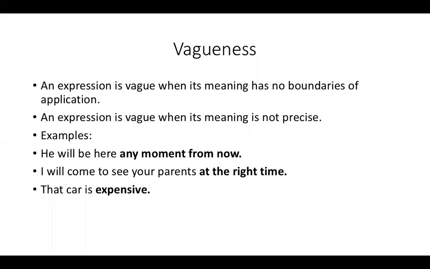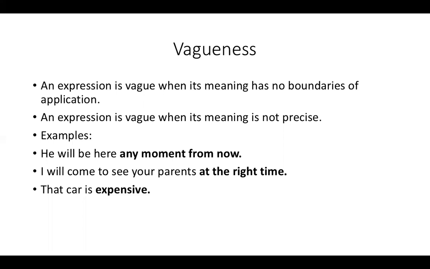So we'll begin with vagueness. An expression is vague when its meaning has no boundaries of application. An expression is vague when its meaning is not precise, and because of that, there is no boundary of applying it. That is, there are no boundaries that tell you where to apply it and where you cannot apply it. It is precisely because the meaning of a vague expression is not precise that it has no boundaries of application. Examples: he will be here any moment from now.